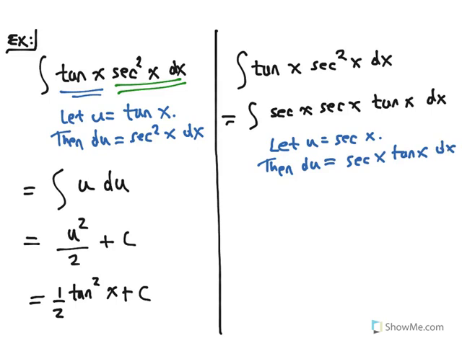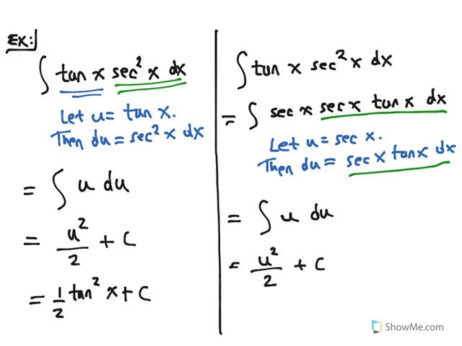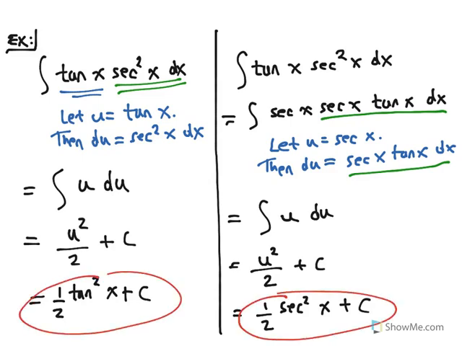And this would allow us to change variables because we have secant x times tangent x dx, and that would become du. So when we change variables using this substitution, we will have the indefinite integral of u times du. And then we will integrate using the power rule for integration, and our final answer would be this. And both of these are correct.